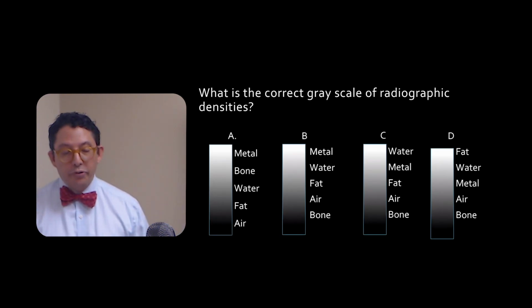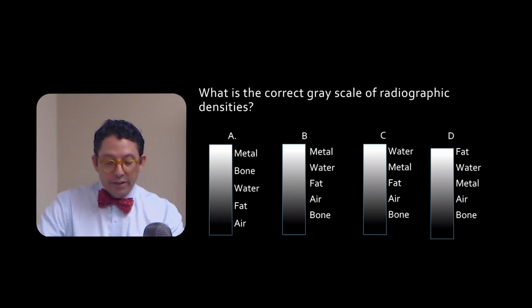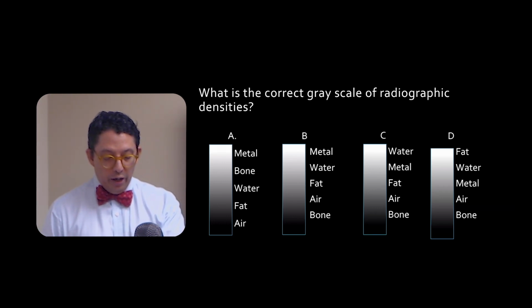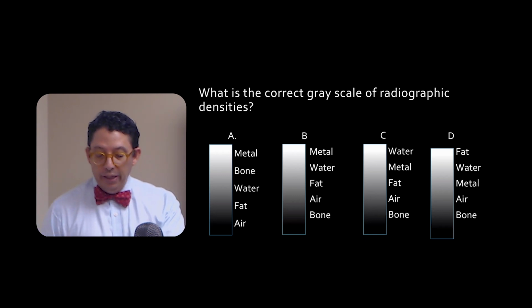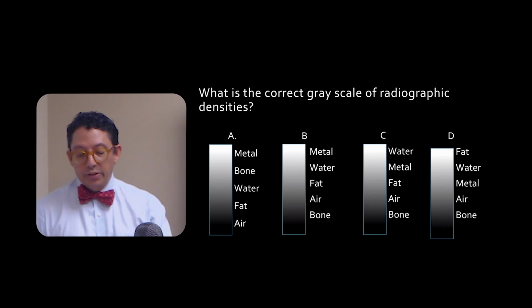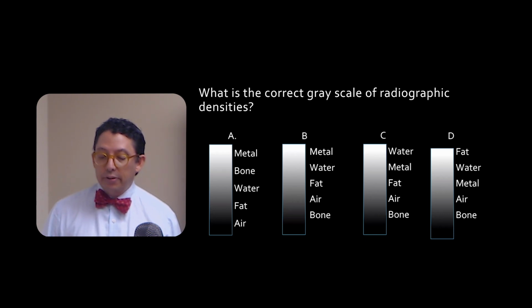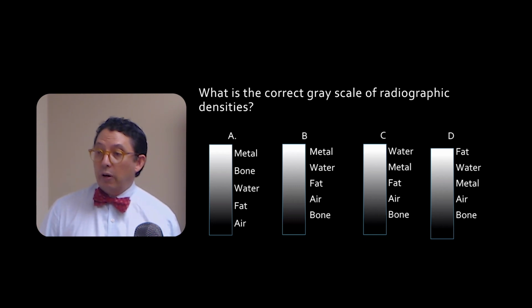So here's kind of a little quiz that is an easy question. What is the correct grayscale of radiographic densities? Is it A, from metal to air being bone, water, and fat in that order? Is it B, where the one that is the lightest is metal and the one that is the darkest is the bone? C, where water is the lightest grayscale and bone is the darkest? Or D, where fat is the whitest and bone would be the darkest?